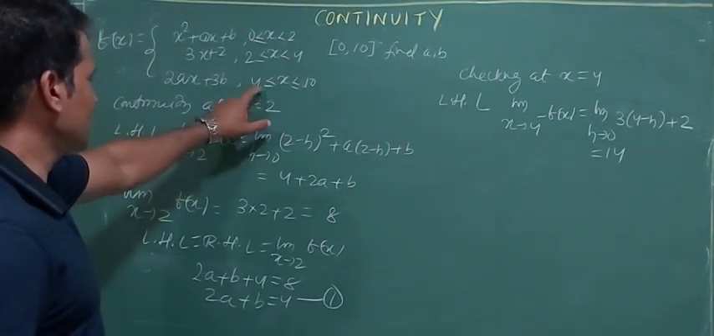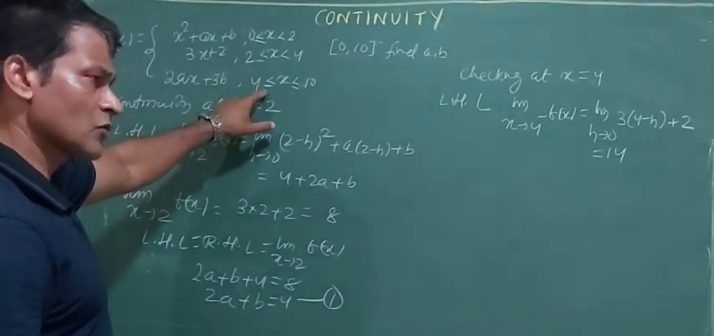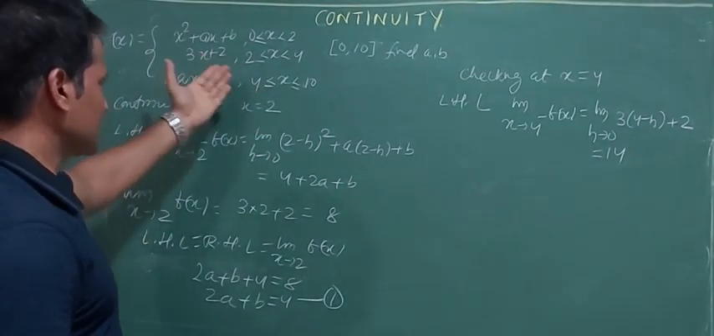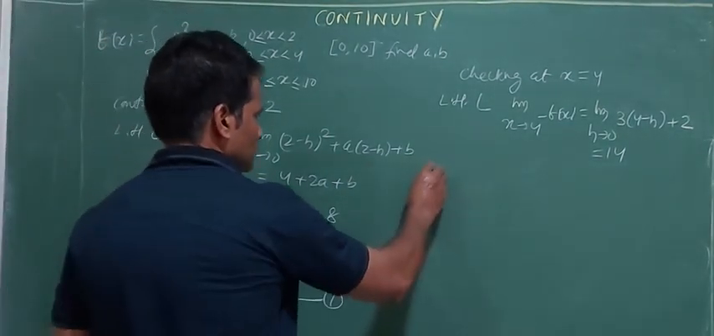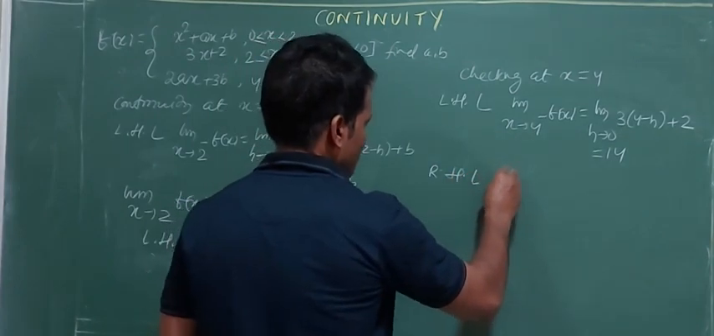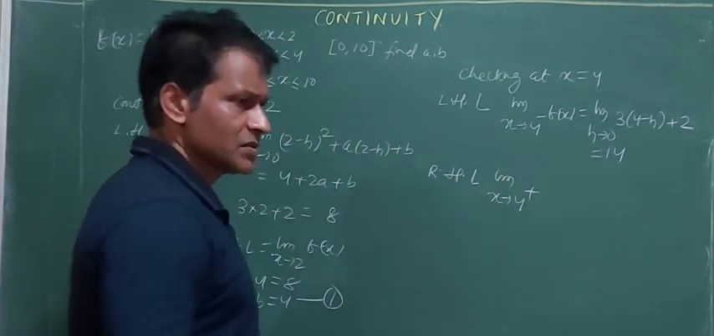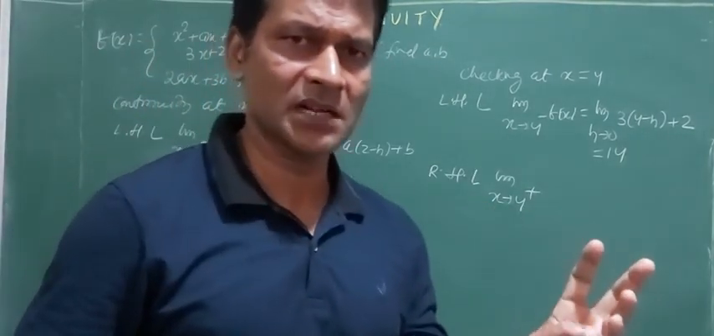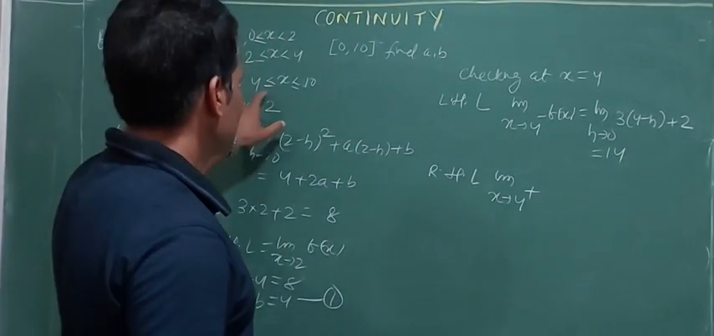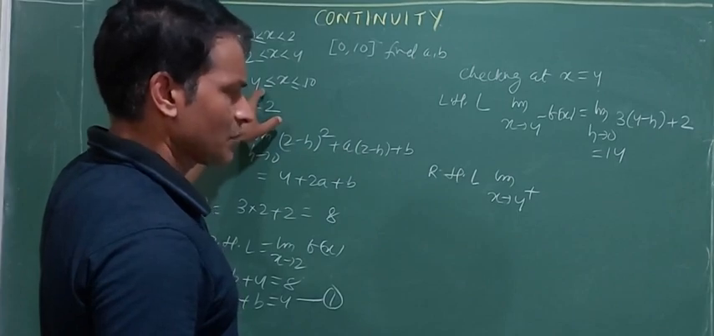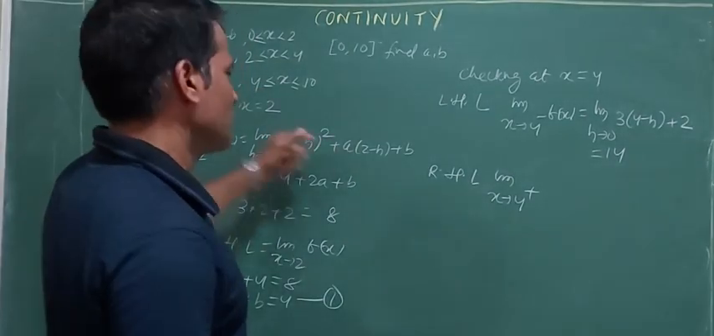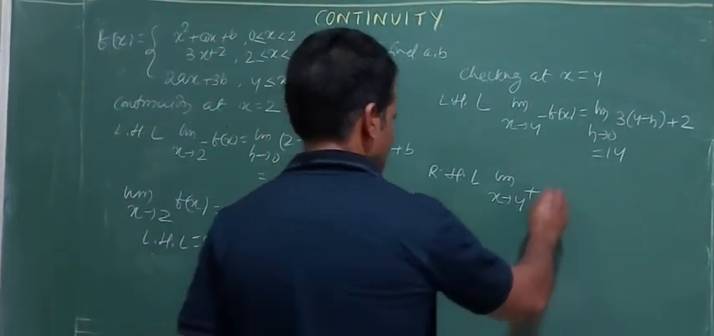Go to RHL. Either you can go for RHL, or at the point I can go. Limit x tends to 4 plus. It is given continuous, so the 3 values LHL, RHL and at the point are overlapping, so I can go with any one. If I had gone with x equal to 4, it would have been easy, but even with 4 plus it is not that lengthy.